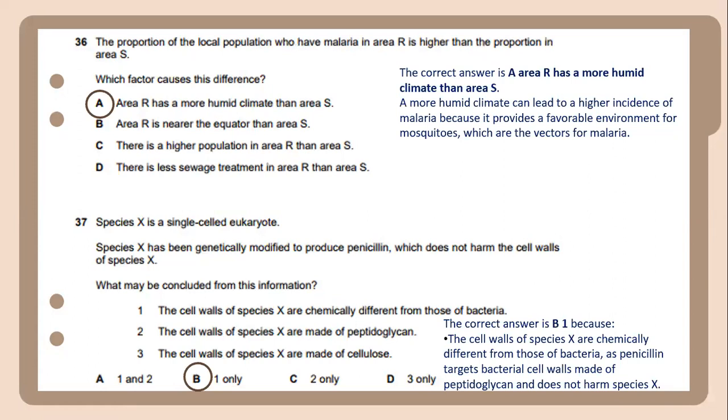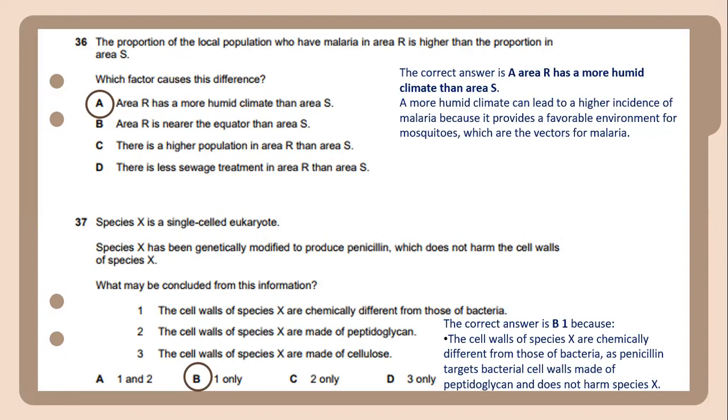36. The proportion of the local population who have malaria in area R is higher than the proportion in area S. What factor causes this difference? The difference is that area R has a more humid climate than area S. A more humid climate can lead to a higher incidence of malaria because it provides a favorable environment for mosquitoes, which are the vectors for malaria.